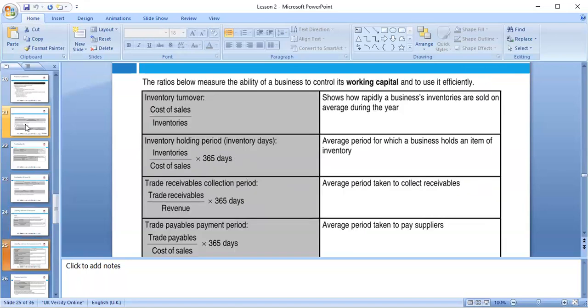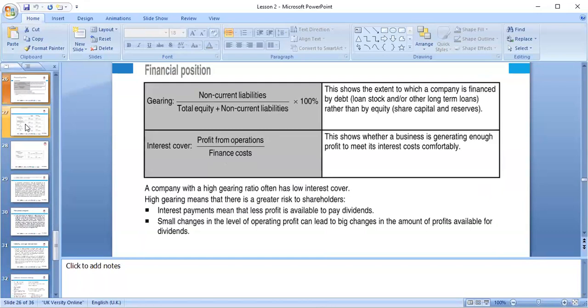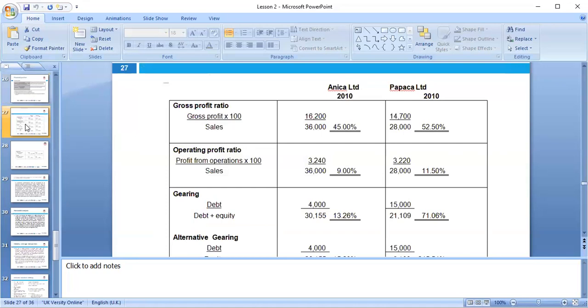Inventory turnover shows how rapidly business inventories are sold on average during the period. On average, we look at the holding period of inventory, how long we take to collect, and how long we take to pay the supplier. Financially, as we discussed about gearing ratios, high gear, high risk. If your ratio comes high, it means high risk for the company. Okay, that's what we'll look at.